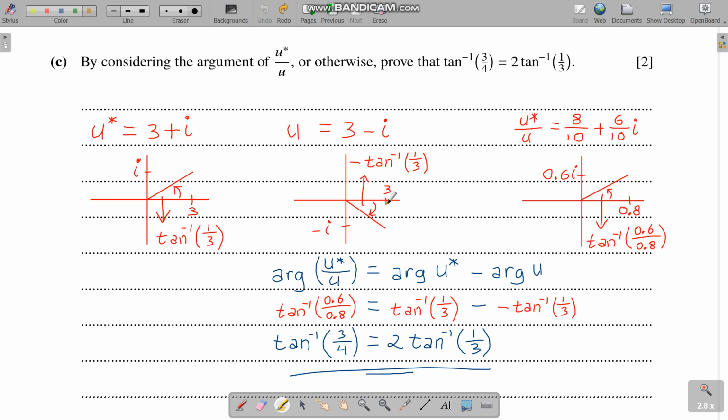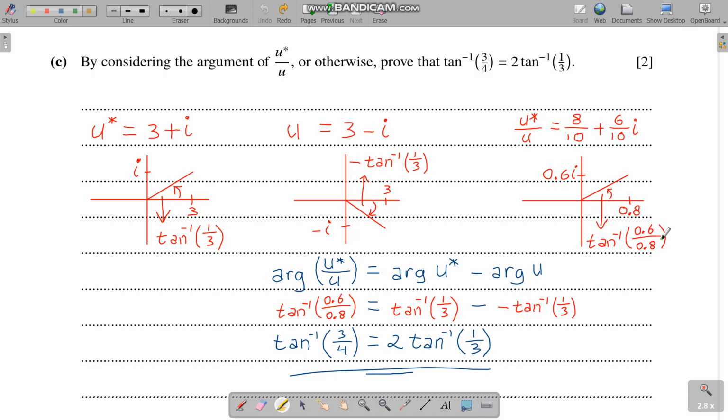So for 3 minus i, same thing. This is the angle. Again, we use inverse tangent, opposite over adjacent, so again 1 over 3. But this angle is counterclockwise, so positive. This angle is in the clockwise direction, so negative. So for u star over u, previously we know it's 8 over 10 plus 6 over 10 i. So this is 8 over 10 or 0.8. This is 6 over 10 or 0.6. So using inverse tangent, we get the angle 0.6 over 0.8, which is 3 over 4 actually.